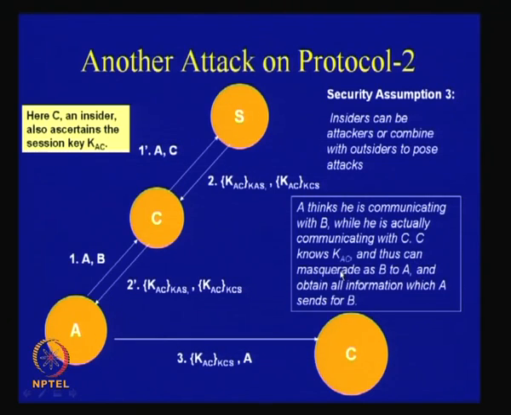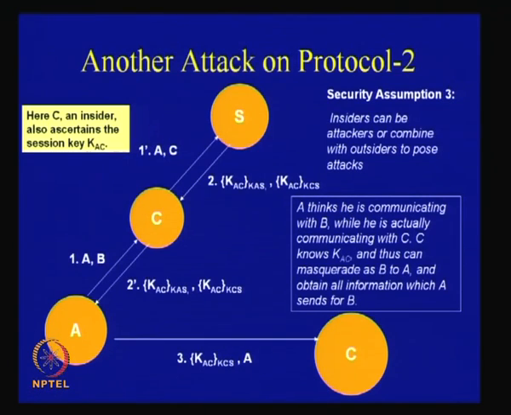So, C knows KAC and thus can masquerade as B to A and obtain all information which A sends for B. So, therefore, you see that the assumption is that insiders can be attackers or they can combine with outsiders to pose attacks. The attacker need not be an external agent, but could be an insider who has got a long term session key established with the trusted server.